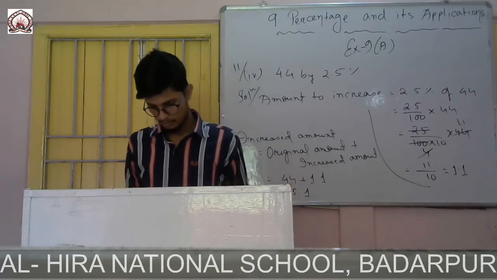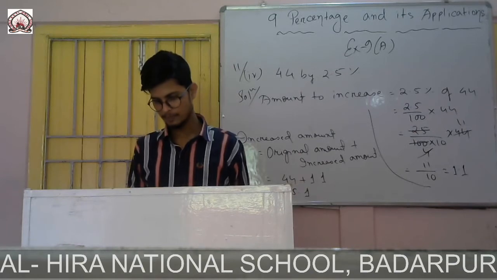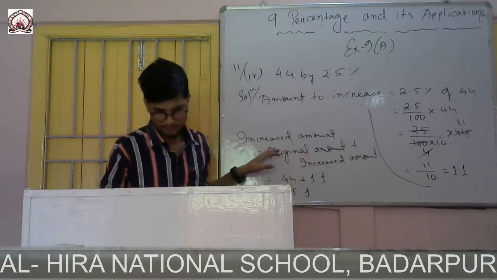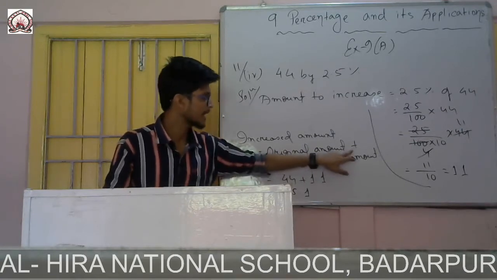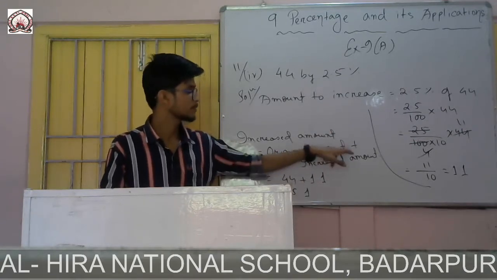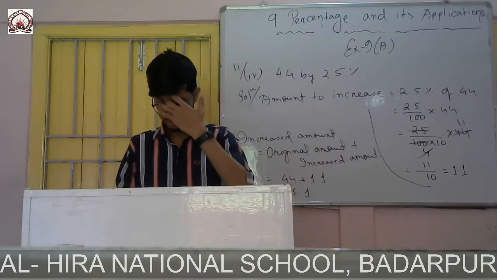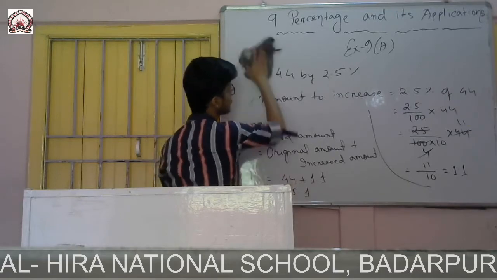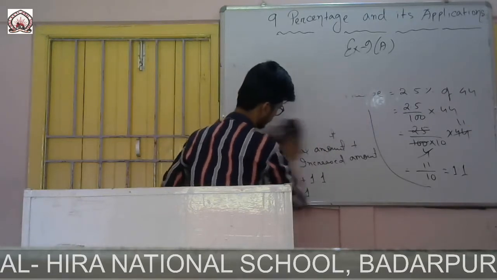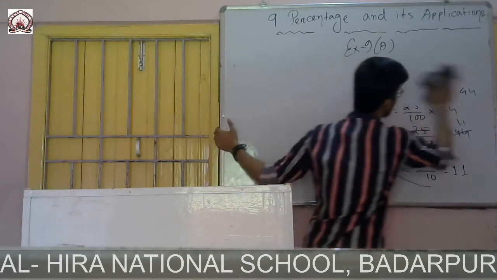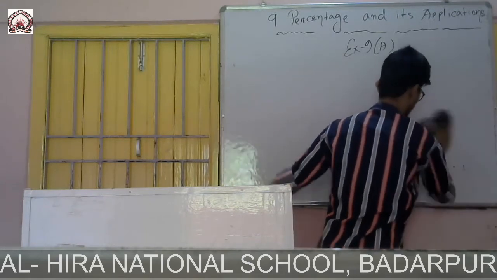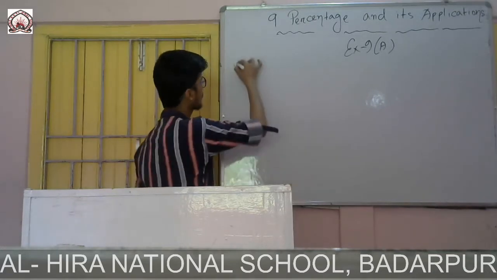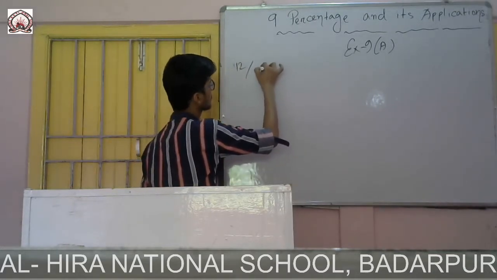Okay, now question number 12. We have to find what the amount will be if I decrease. Same as here, we found the increase by doing plus, and the next one you will do by doing minus. Okay, let me do Roman number 3. Question number 12, Roman number 3.